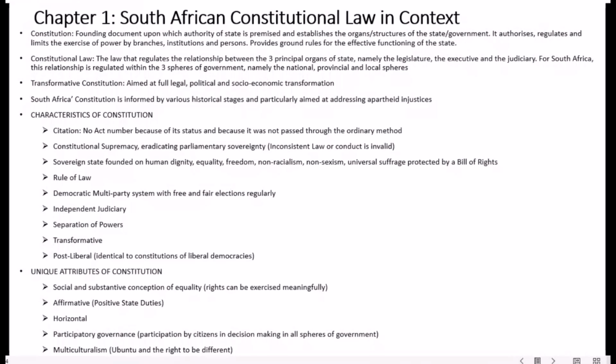And then it's also based on multiculturalism, being Ubuntu and the right to be different. So those are just some of the unique attributes of the South African Constitution specifically.